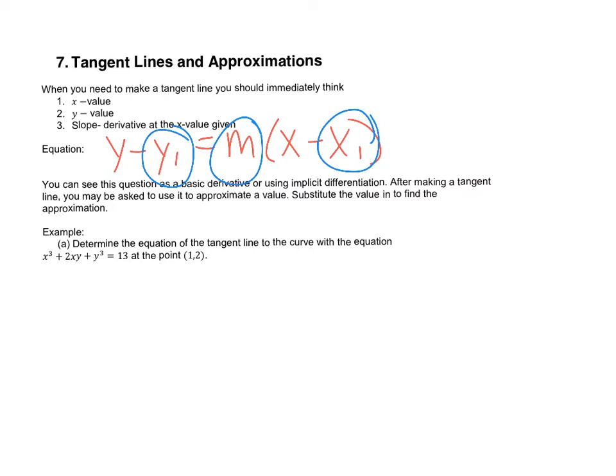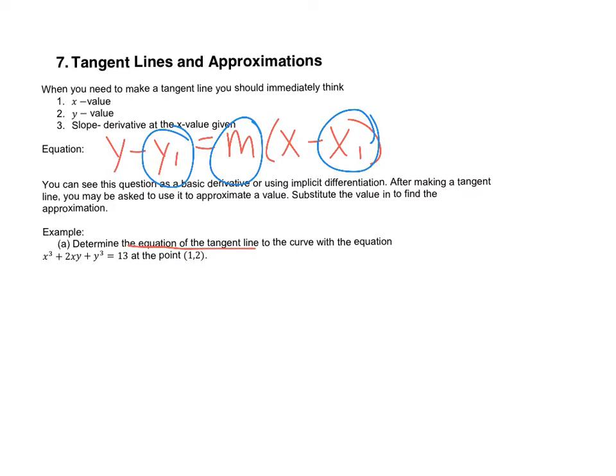So let's do an example here. Determine the equation of the tangent line. Right away you're thinking x, y, slope, to the curve with the equation x cubed plus 2xy plus y cubed equals 13 at the point (1, 2). So I'm going to take the derivative of this.